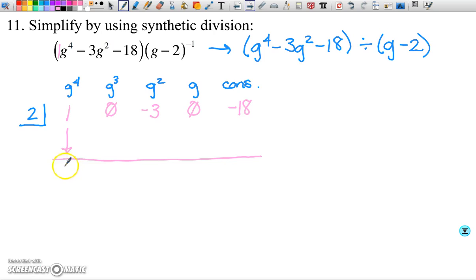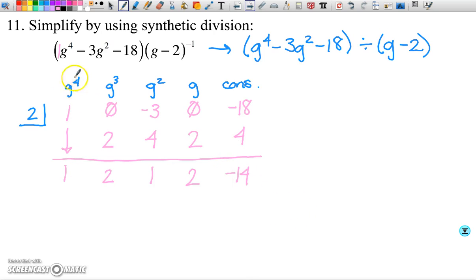So the first one always drops down. Take the 1, multiply it by the 2, and write that in your next open spot. Add those together to get 2. Take this 2, multiply it by your 2, write that in your next open spot. Add those together and write that there. Take this, multiply it by your 2, next open spot, add them, and then one last time. 2 times 2 is 4, and negative 18 plus 4 is a negative 14.